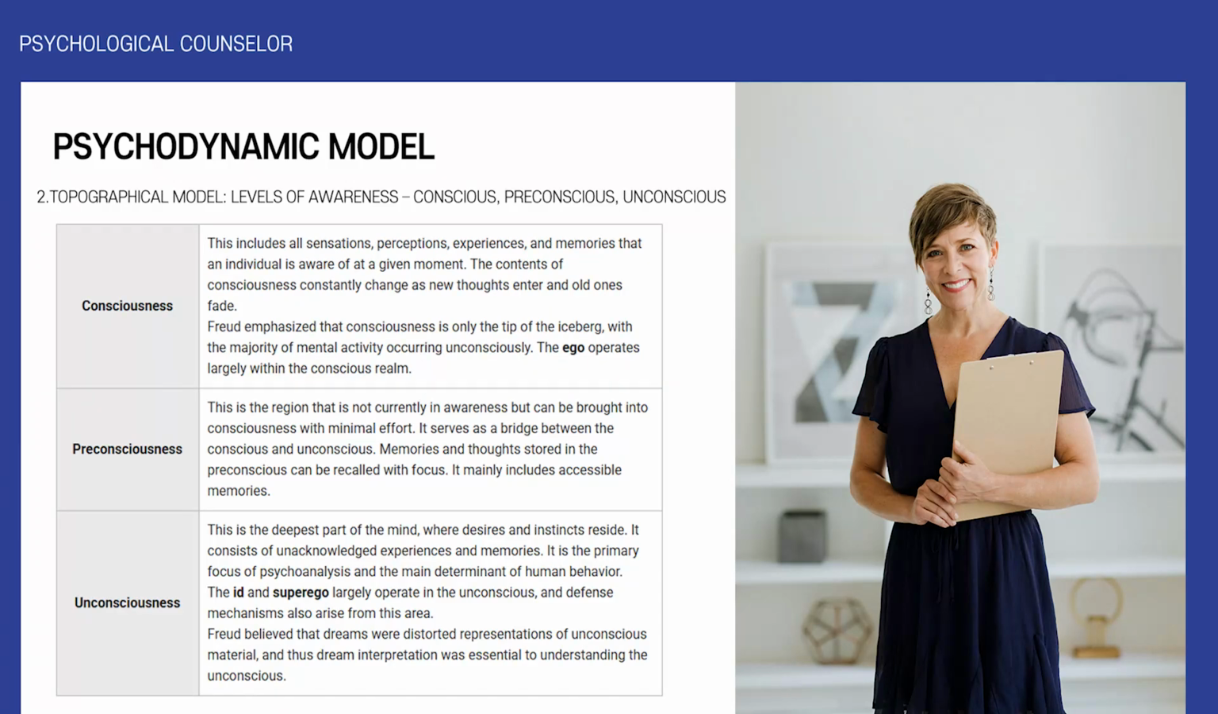Topographic model. Freud divided the mind into 3 levels. The conscious, what we are aware of. The preconscious, what can be recalled with effort. And the unconscious, the largest and most powerful area, full of hidden desires and repressed memories.